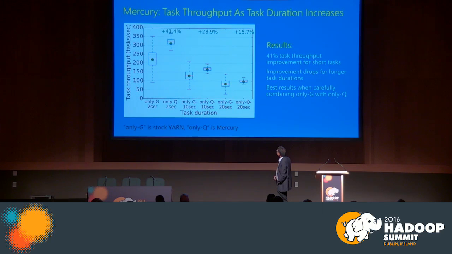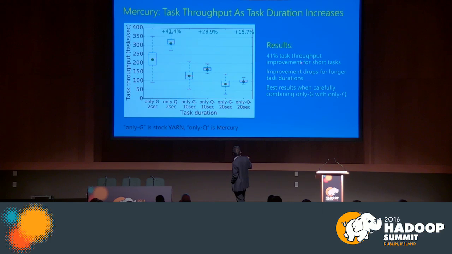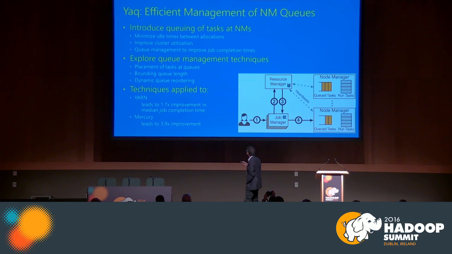If you look at the results here, right, in a nutshell, if you look at stock YARN versus Mercury, these are the numbers for stock YARN. Here are the numbers for Mercury. Mercury is V1 of this work, right? Already you see some pretty significant improvements, right, in throughput. Now, once you introduce queue management, right, intelligent queue management, I'm not going to get into the details of the queue management here. There are papers I'll point you to if you're interested. The gains are even more significant.